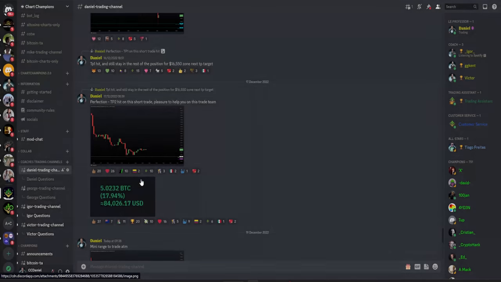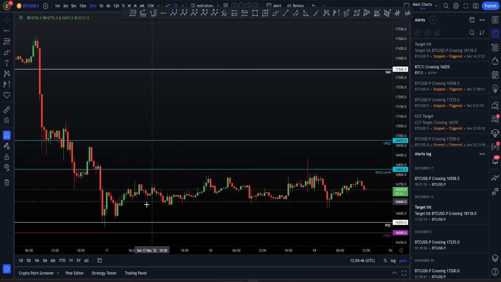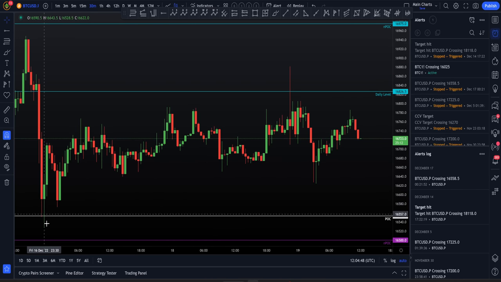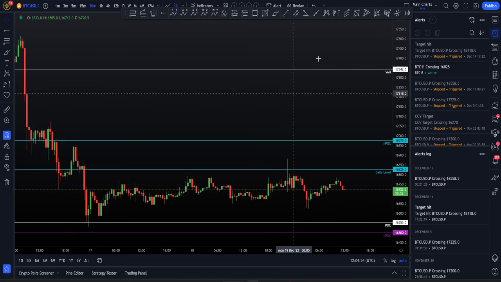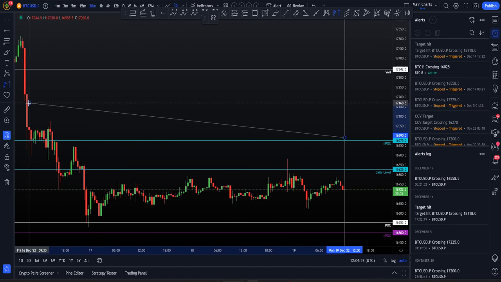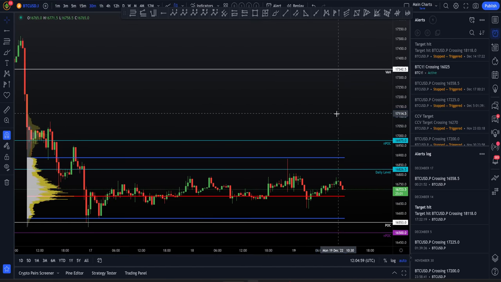You can see the reaction off of that was actually perfect when you come over onto the chart. 16,550 hit, and that was our current low. That low was the low that gave us the back test of the daily level, which was also a back test of this lovely value area high to the exact dollar. Just look at this.